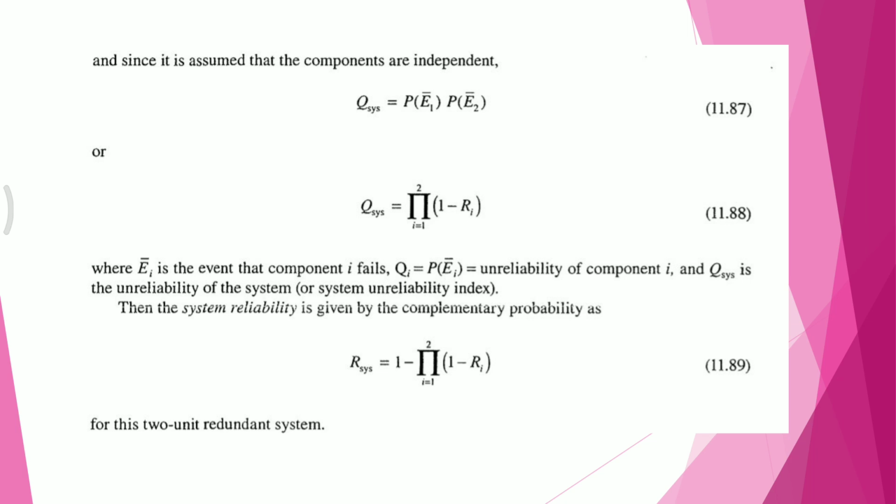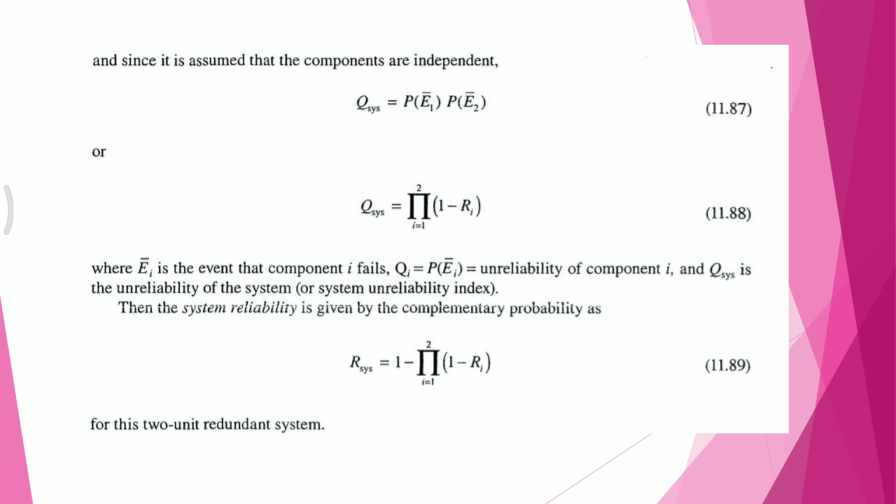Since it is assumed that the components are independent, the equation can be given as Q system is equal to the probability P of event 1 times the probability P of event 2, that is equation 11.87, which can also be written as Q system is equal to the product over i from 1 to 2 of 1 minus Ri, where Ri is the reliability of component i, where Ei bar is the event that component i fails, Qi is the unreliability of component i, and Q system is the unreliability of the system.